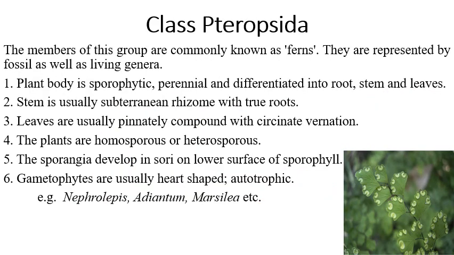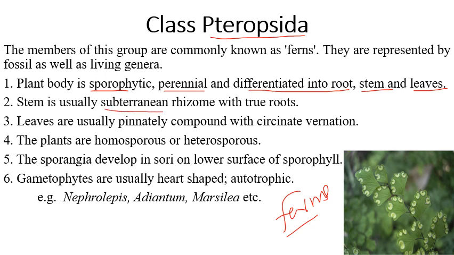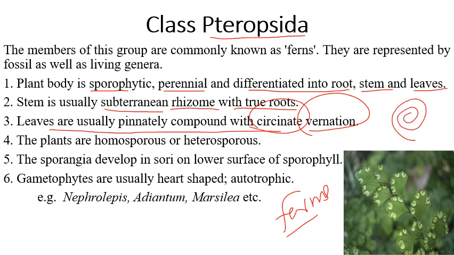Class number 5, that is Pteropsida. It includes ferns. Plant body is sporophytic, perennial and differentiated into root, stem and leaves. Stem is usually subterranean. Subterranean means underground. Okay. Rhizome with true roots. Leaves are usually pinnately compound with circinate vernation. This circinate vernation means when it is in young stage, it is coiled like this.